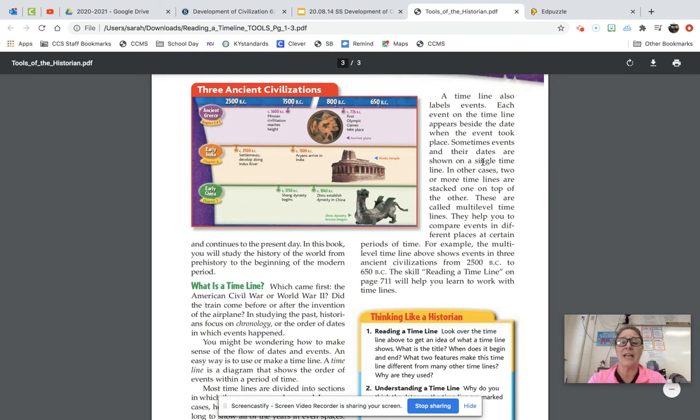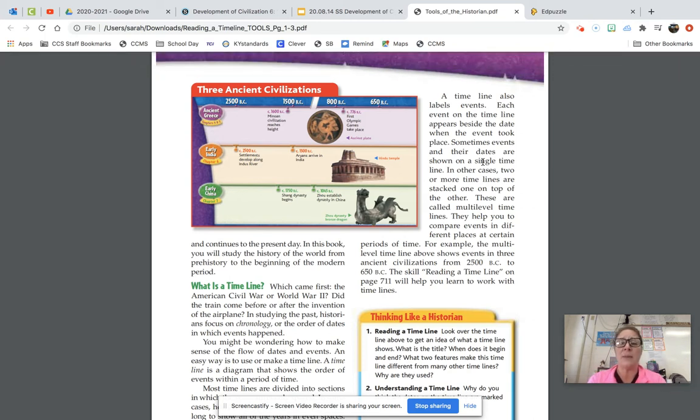A timeline also labels events. Each event on the timeline appears beside the date when the event took place. Sometimes events and their dates are shown on a single timeline. In other cases, two or more lines are stacked one on top of the other. These are called multi-level timelines. They help you compare events in different places at certain periods of time. For example, the multi-level timeline above shows events in 3 ancient civilizations from 2500 BC to 650 BC. The skill, reading a timeline, on page 711 will help you learn to work with these timelines.